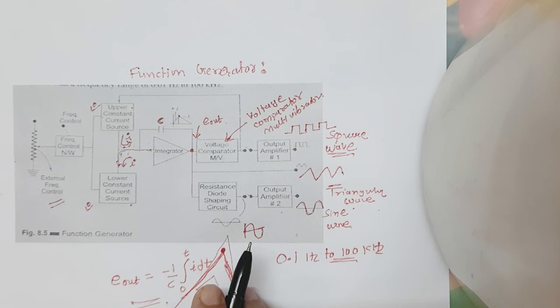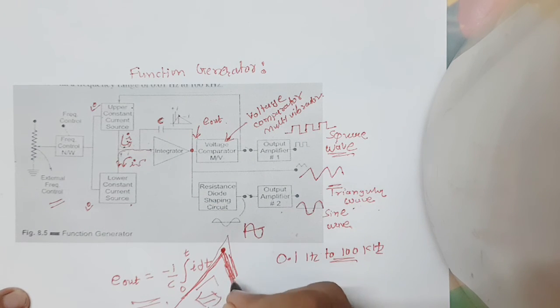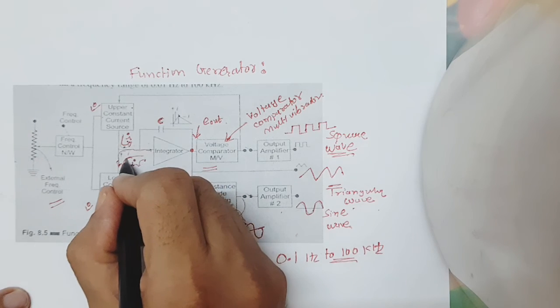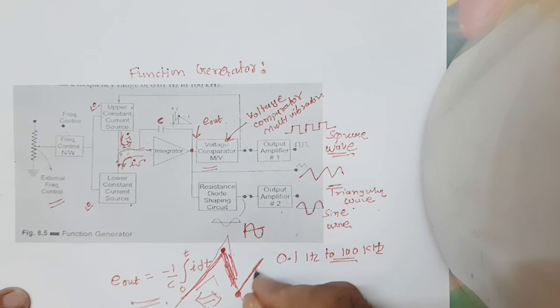The lower constant current source supplies a reverse current to the integrator, so its output decreases. This gives reverse current, so the output decreases linearly with time like this. When it reaches the predetermined minimum level, the voltage comparator again changes its state, and instead of connecting the reverse current, it is connected to the upper constant current source, and we are getting the second signal.